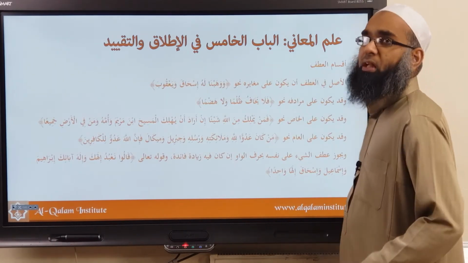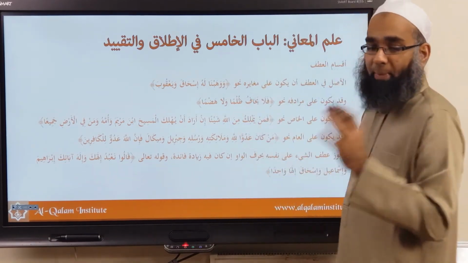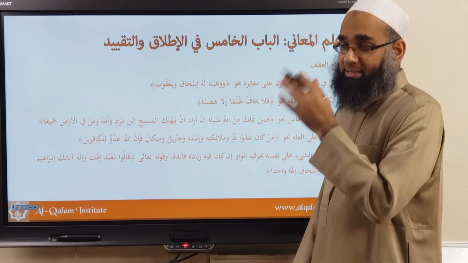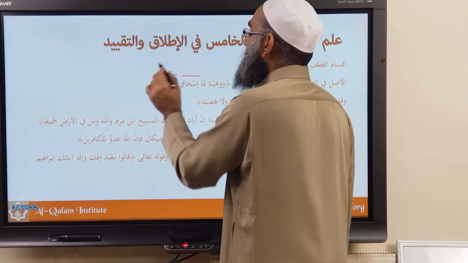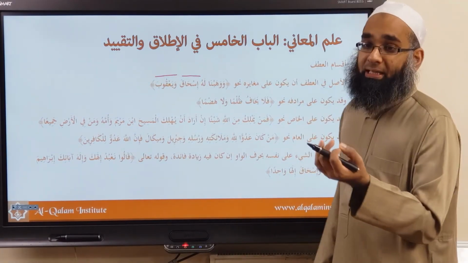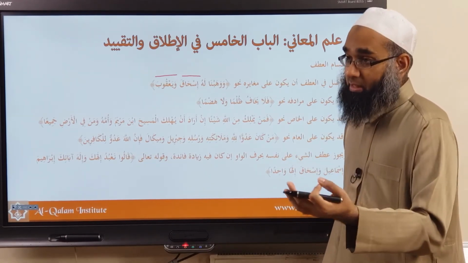Right. Now, just for rounding off, the original rule is that ma'tuf alay and ma'tuf should both be separate words. Ja'a Zaydun wa Bakrun. Allah says in the Quran, wa wahabna lahu Ishaq and Yaqub. Two separate people. Correct?